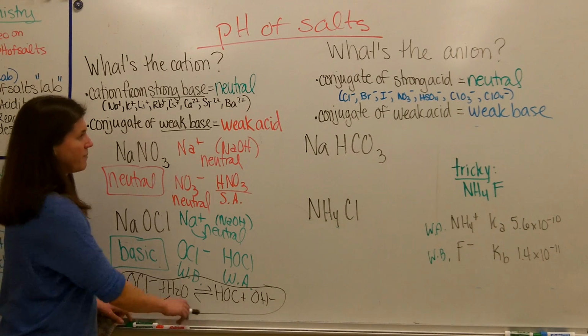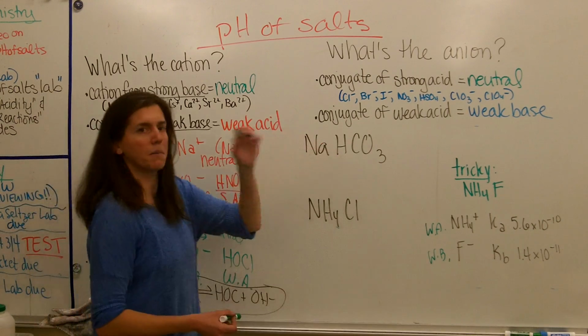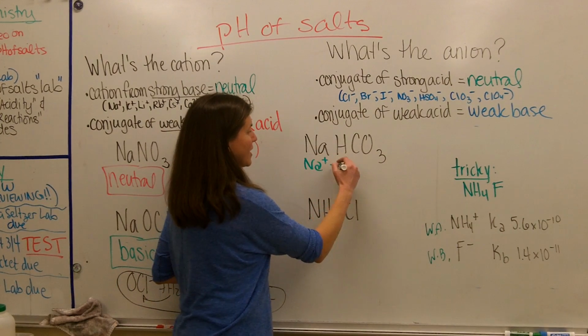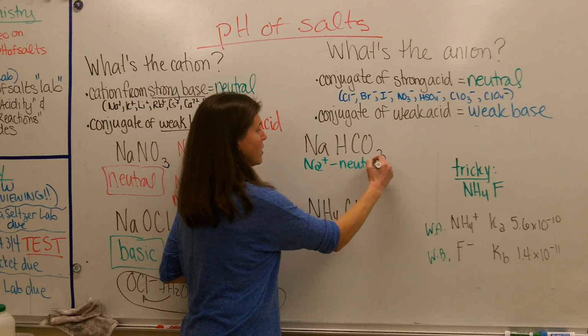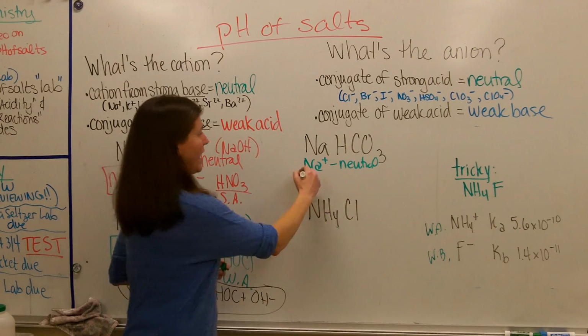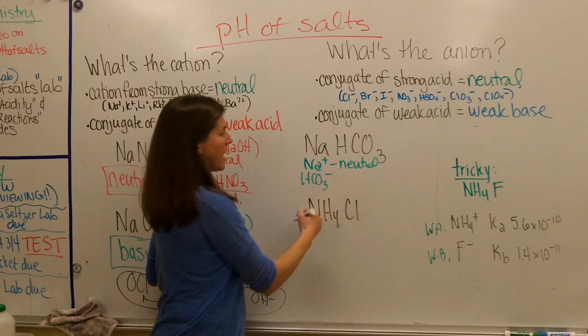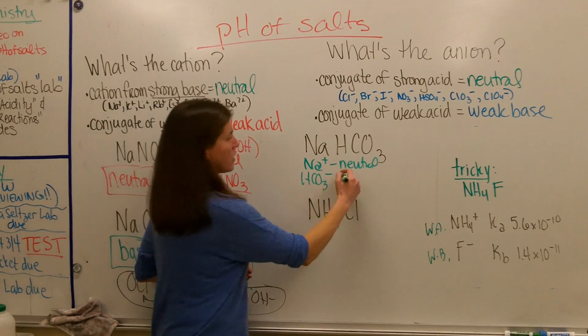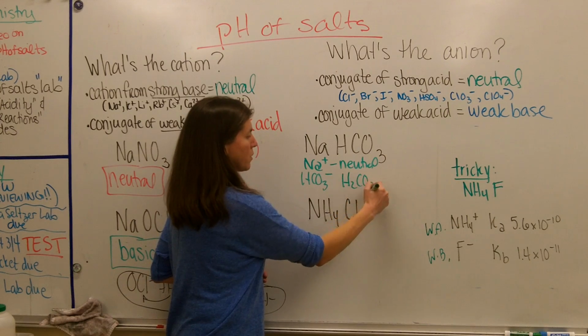Okay, over here, looking at this one, I've got sodium bicarbonate. Now, I guess we have a few examples with sodium here. So we already addressed that sodium is neutral. I'm just going to write that down. Sodium is neutral. And then we have HCO3 minus. It's an anion. If I want to figure out what its conjugate acid is, I'm just going to add a hydrogen to it and make it H2CO3.